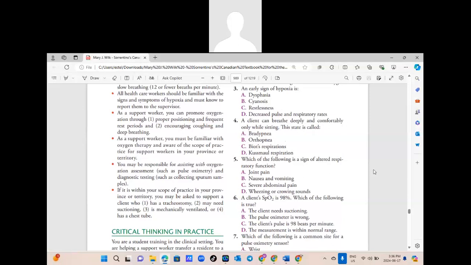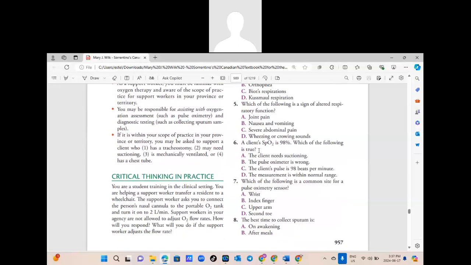All right. Next, which of the following is a sign of altered respiratory function? A. Joint pain. B. Nausea and vomiting. C. Severe abdominal pain. Or D. Wheezing or crowing sounds. So again, wheezing is part of the respiratory, not the joint, not nausea or vomiting, not severe abdominal pain because that is gastro, right? So altered respiratory function is wheezing or crowing sounds. Letter D.